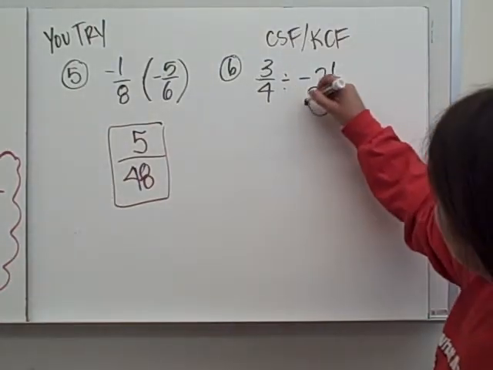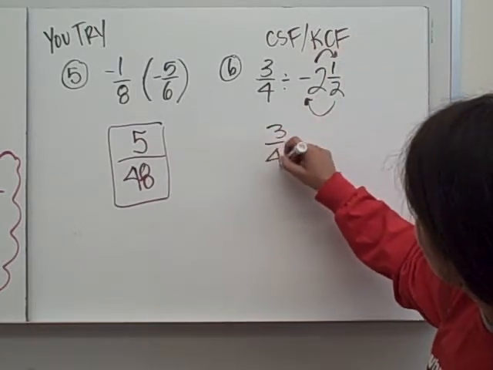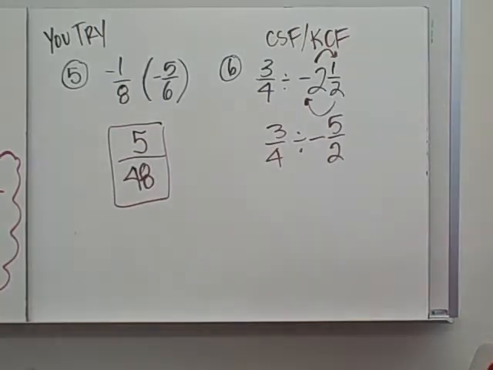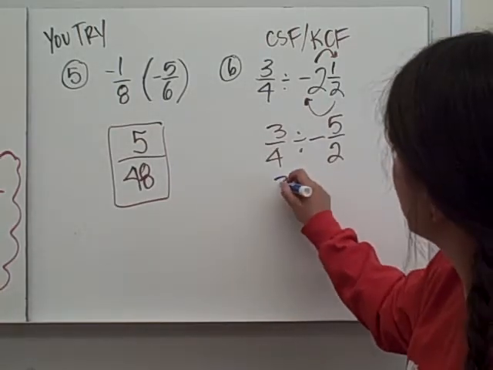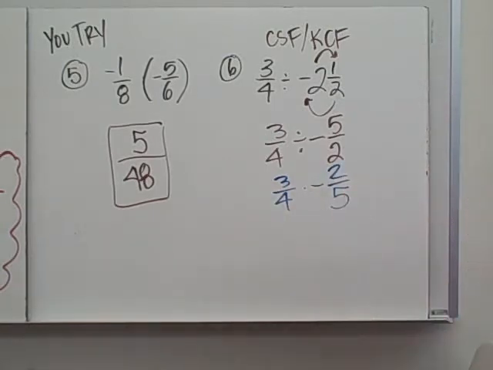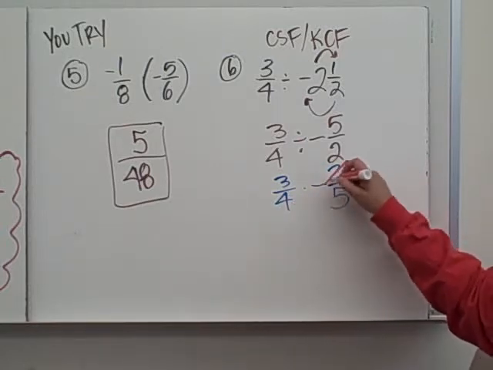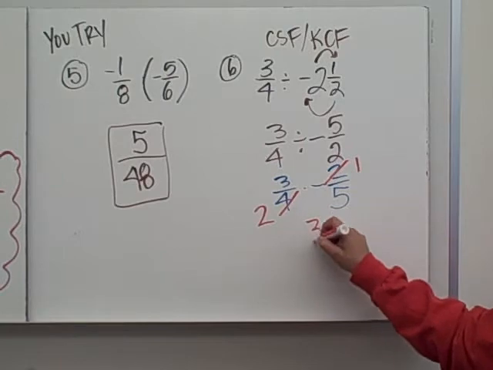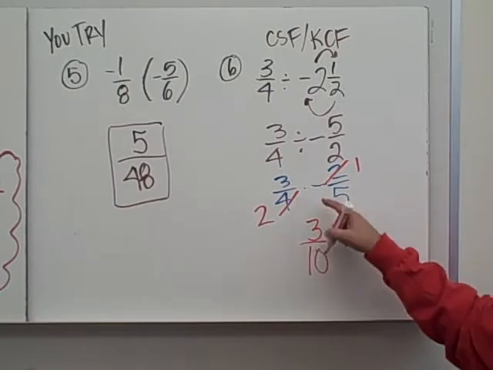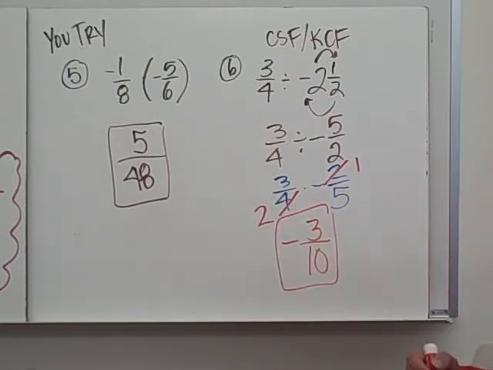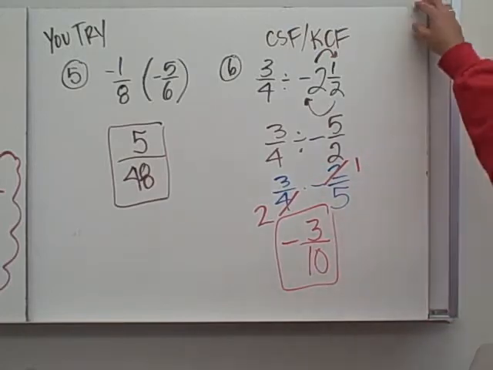Number 6, I need to change this to 5 over 2. And I'm going to copy, switch, flip: 3/4 times 2 over 5. It looks like I've got some simplifying I can do between 2 and 4. And then I multiply. 3 times 1 is 3. 2 times 5 is 10. And these are different signs, a positive and a negative, so my answer would be negative 3/10. I hope you got that right.